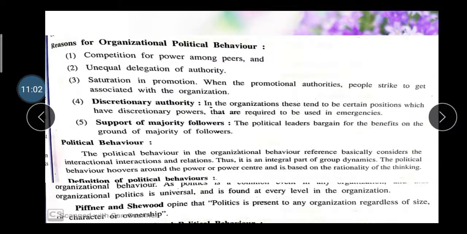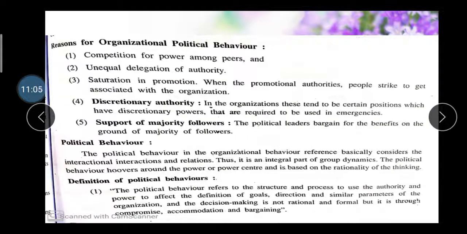Then what are the reasons for organizational political behavior? Why is this type of political behavior done in the organization? So first, there is the competition for power among peer groups and between subordinates, right? Sometimes they have to get higher power, so at that time they have to compete with each other, and they have to use this type of political behavior so they can get the higher benefit.